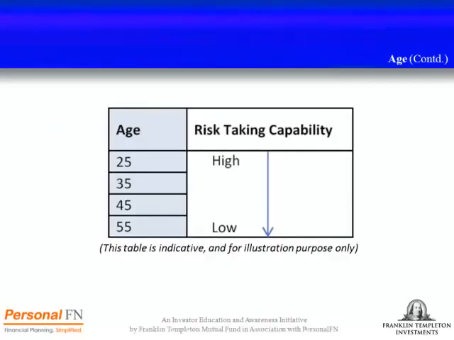The table here shows that an individual who is of the age of 25 years has much higher risk-taking capability than an individual whose age is 55 years. It is because an individual at the age of 25 years has more time to recover from the bad phases of riskier assets and therefore can afford to take higher risk. So if you have not yet started defining your asset allocation, then you should start doing it immediately.